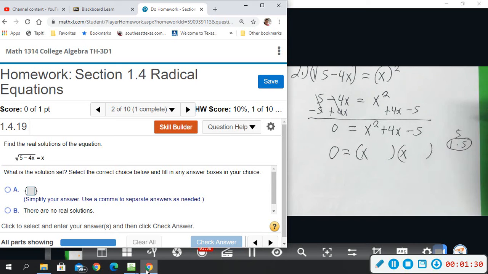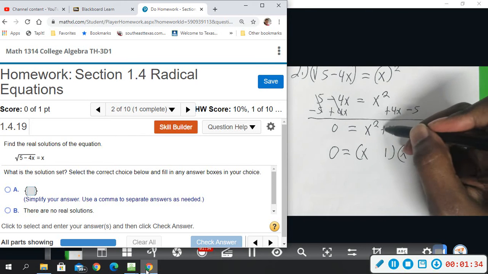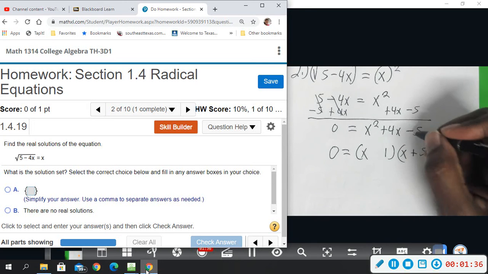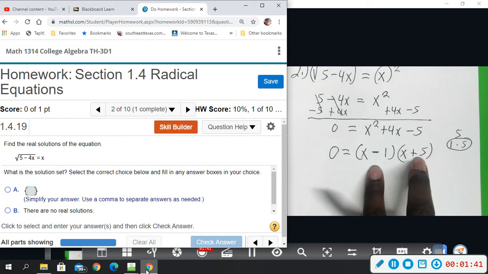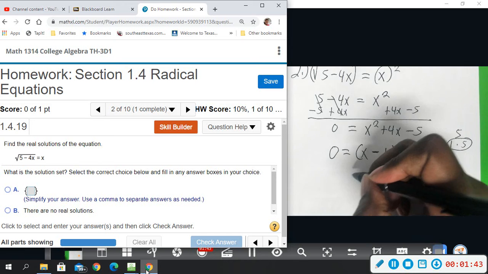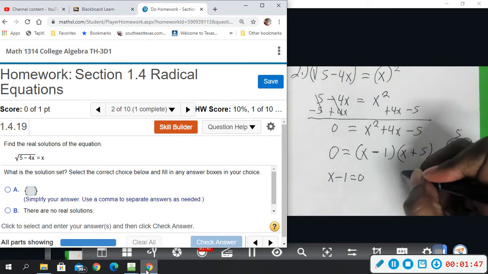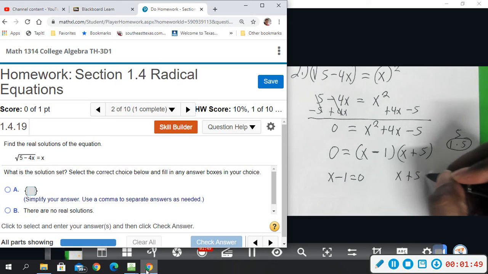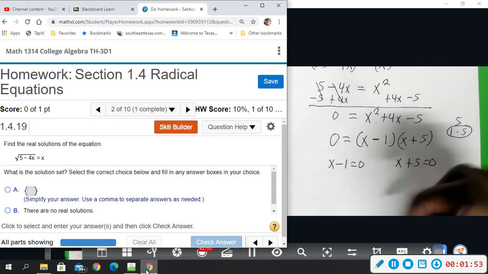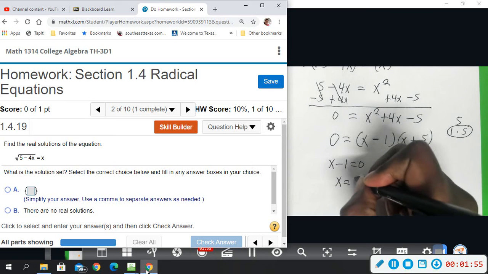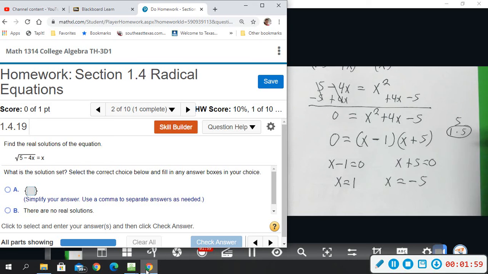x is in the front, 1 in the back, 5 in the back. First sign, bigger number, so 5 is positive. The second sign says they are different, so this is negative. So it's factored. Set them equal to 0. And then when we solve, we get x equals 1 and x equals negative 5.